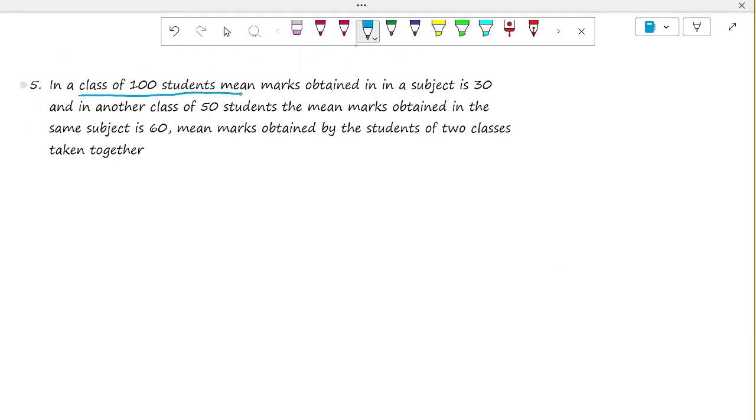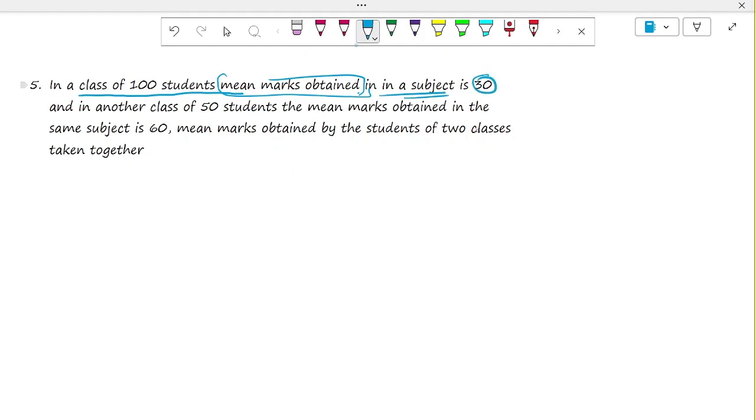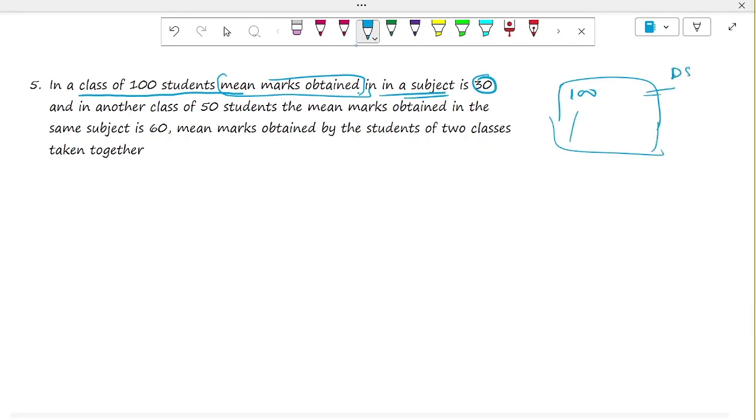In a class of 100 students, mean marks obtained in a subject is 30. Means there are 100 students in a class. This is a class of 100 students, and all of them have given the DS test, data structure test, and out of 100 they have got some marks, and when I took all of their marks and found the average, I found out that the average is 30 marks.